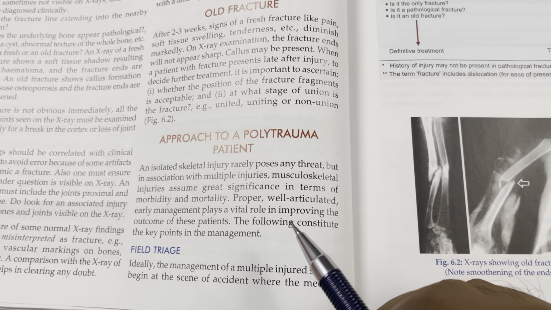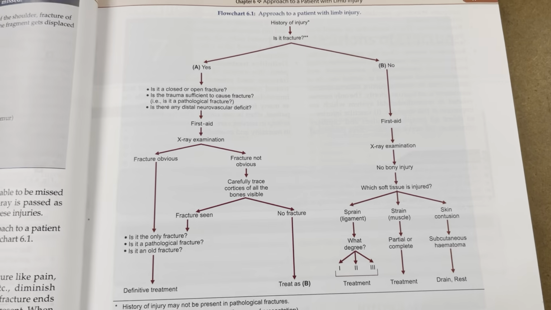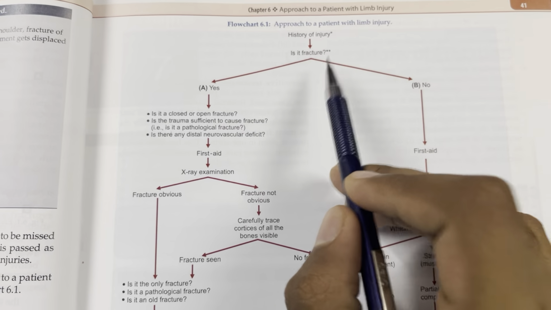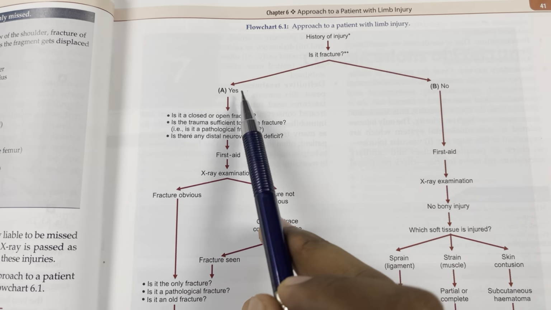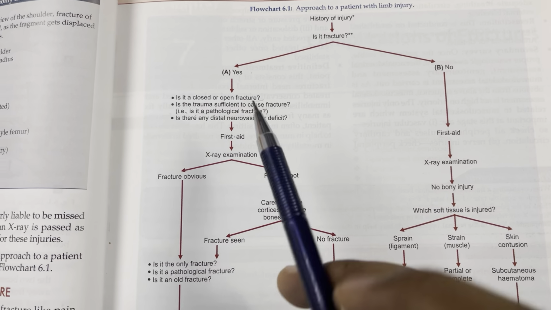And approach for a polytrauma patient. Okay, before discussing this, let's just discuss the approach for a patient with limb injury. So first, is it a fracture? Okay, if it is a fracture, is it a closed or open fracture? Is it a pathological or traumatic fracture? And is there any neurological deficit?